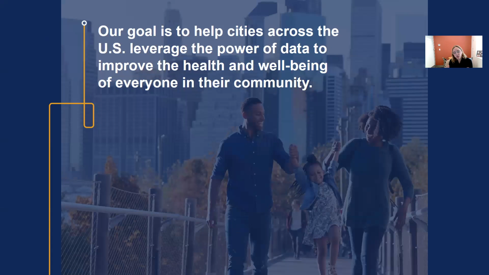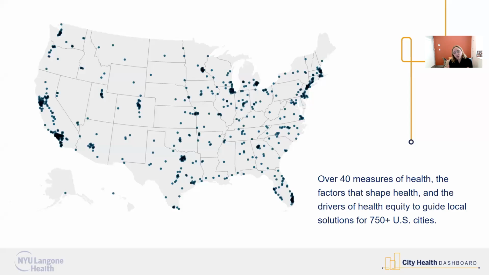So just to begin, our goal at the dashboard is to help cities across the U.S. leverage the power of data to improve the health and well-being of everyone in their community. And we do this by providing over 40 measures of health, the factors that shape health and health equity for over 750 U.S. cities. And we were launched back in May of 2018, when there really wasn't a tool or a resource that had data disaggregated to the city and the neighborhood level.